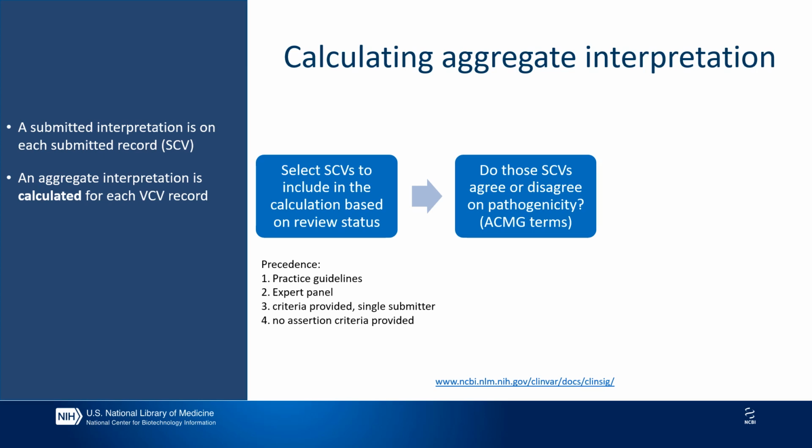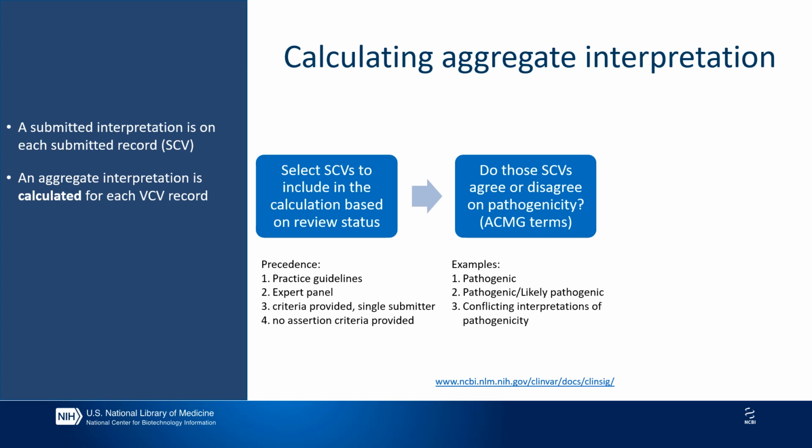Once we've established the set of SCVs to use for the calculation of the aggregate interpretation, we look at the interpretation on those records to say, do they agree or disagree on the pathogenicity of the variant? And this specifically refers to the ACMG terms for pathogenicity, the 5 values from benign to pathogenic. And examples of aggregate terms that you could get at this point are pathogenic. So this could be based on a single record, or it could be that all records agree that the variant is pathogenic.